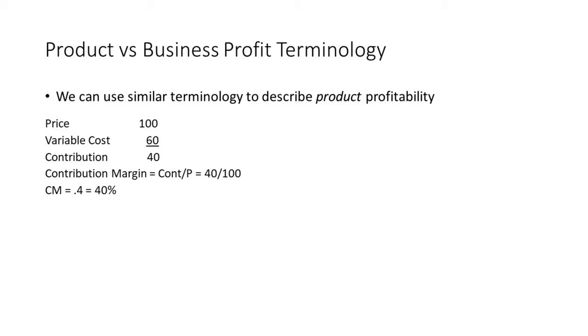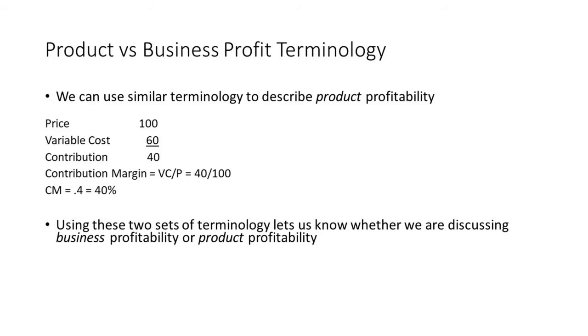And likewise, a metric that we can get from that is called contribution margin. And it's simply the contribution divided by the price, which in this example would yield a contribution margin of 40%. And so using these two sets of terminology, we can differentiate between whether we're describing business profitability or product profitability. So, let's return to our profit maximization problem.